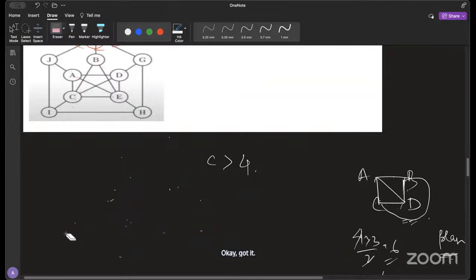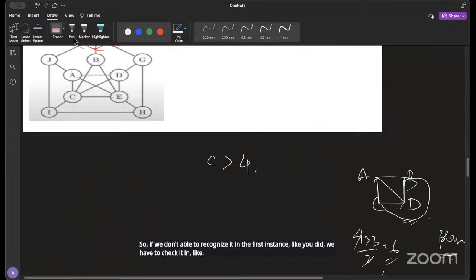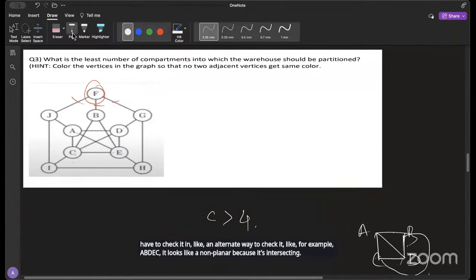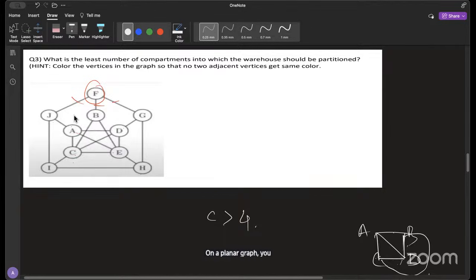When you just saw this graph, you said that it's a planar graph. If we're not able to recognize it at first instant like you did, we have to check it in an alternate way. For example, ABDE looks non-planar because it's intersecting. So we have to make an alternate graph and check if it is planar. For a planar graph, you only have one leverage, that it cannot have more than 4 colors. That's all. You don't know how many colors it is going to have.